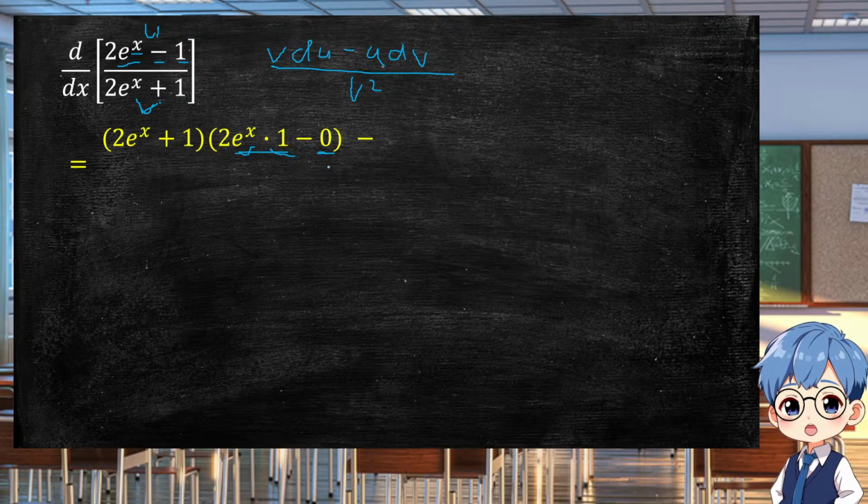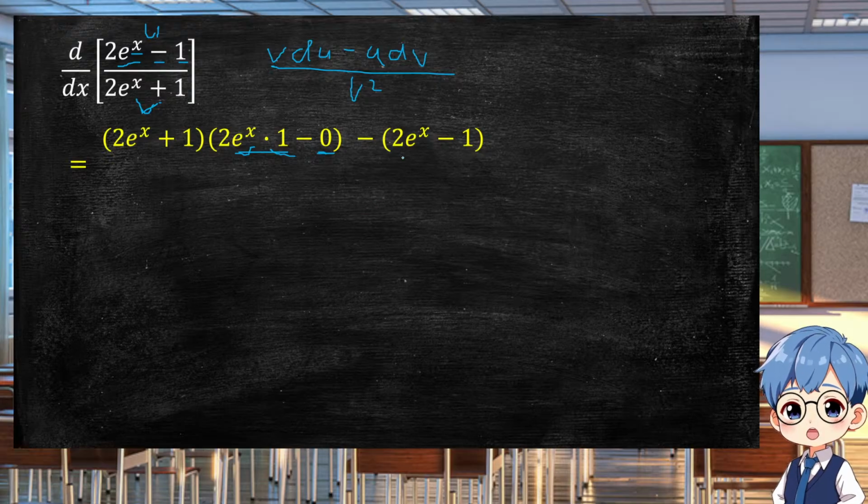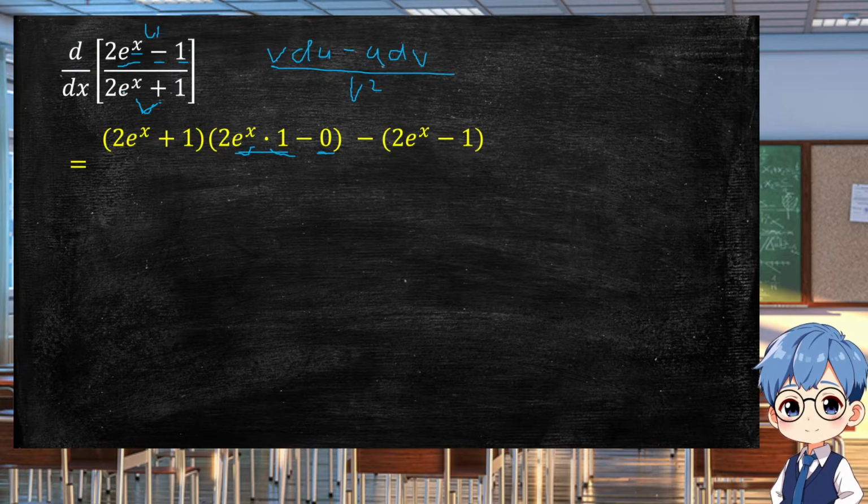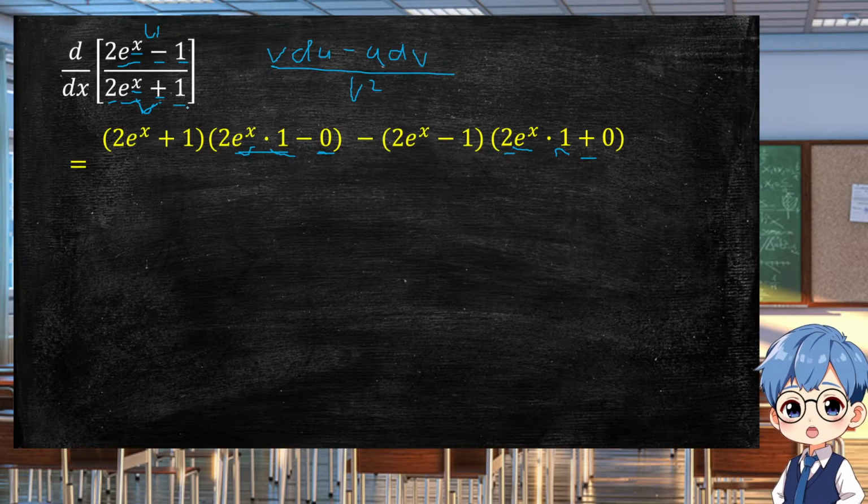Minus u dv. So u is 2e to the power of x minus 1. And then we get the derivative of 2e to the power of x plus 1. So we just copy 2 because it's a constant, a numerical coefficient in this scenario. Then derivative of e to the power of x. So e to the power of x times the derivative of x, which is 1, plus derivative of 1, which is 0.